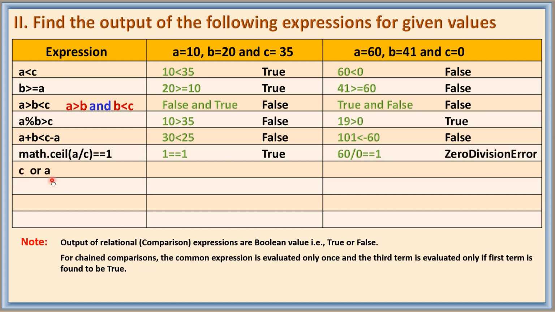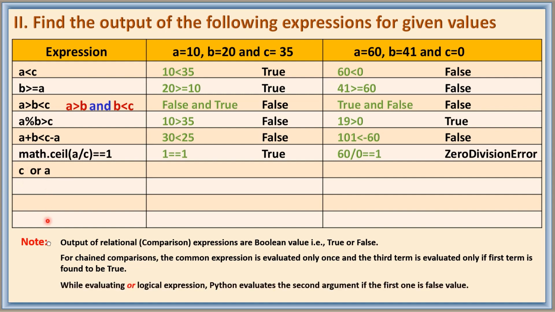Next one, c or a. c is 35, which is some value, and a is also a value. When both are true and the OR operator is there, it will return c's value. You need to remember, while evaluating an OR logical expression, Python evaluates the second argument only if the first one is a false value. Otherwise, it immediately returns the first value itself. So c has some value, so it returns 35 as the result. Next we have 0 or 60, so it gives 60 as output.